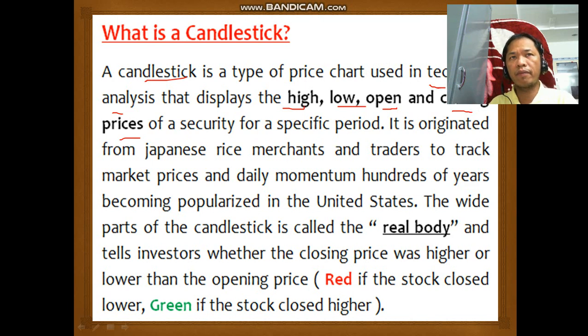It originated from Japanese rice merchants and traders to track market prices and daily momentum, becoming popularized in the United States 100 years later. The wide part of the candlestick is called the real body and tells investors whether the closing price was higher or lower than the opening price. Red means the stock closed lower. Green means the stock closed higher.